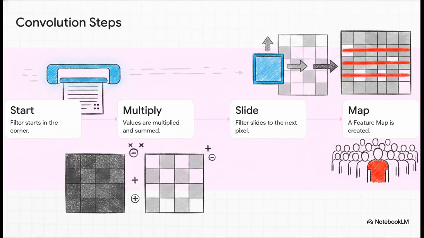Picture a document scanner smoothly moving across a page. The filter scans small regions one by one. It starts up in the corner, multiplies its own numbers by the image's underlying pixel values, sums them all up, and spits out a single number. Then, it just slides over and repeats the whole process. This creates a brand new matrix called a feature map. Honestly, think of a feature map like a highly specialized detector. If you're scanning a crowd specifically looking for a red shirt, that red shirt pops out in your vision, right? Similarly, if a filter is designed to find horizontal edges, the resulting feature map will light up with large mathematical values exactly where those horizontal edges live in the image.